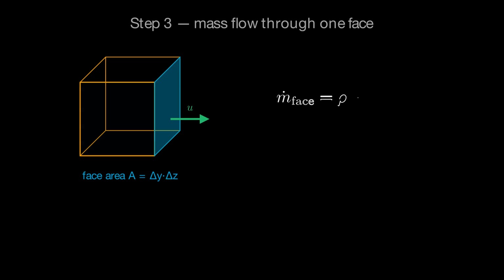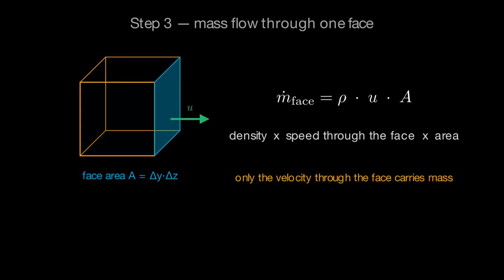How much mass crosses one face each second? Take the density times the speed straight through that face times the face's area. Density times speed times area. Only the part of the velocity pointing through the face carries any mass across it.